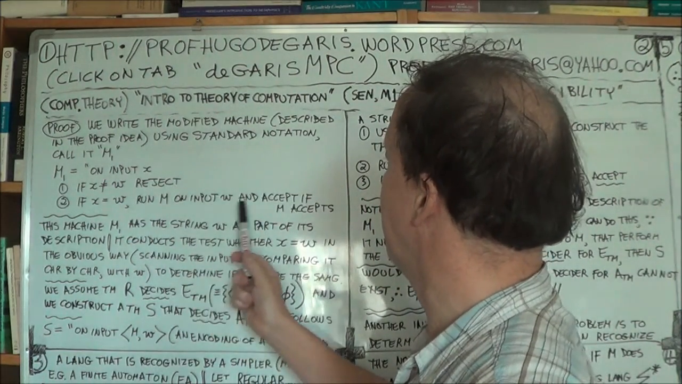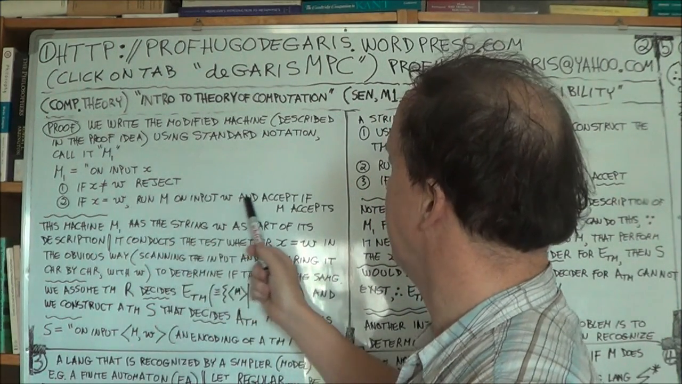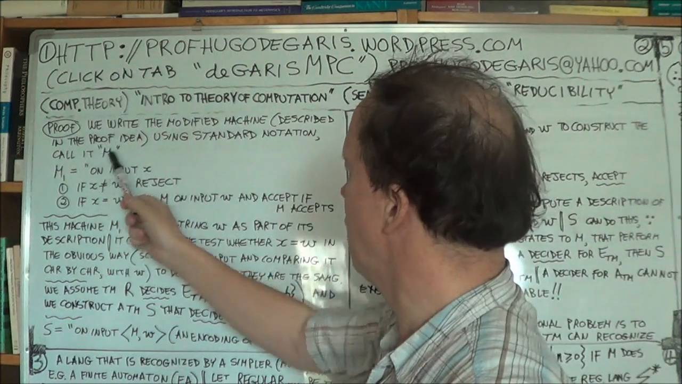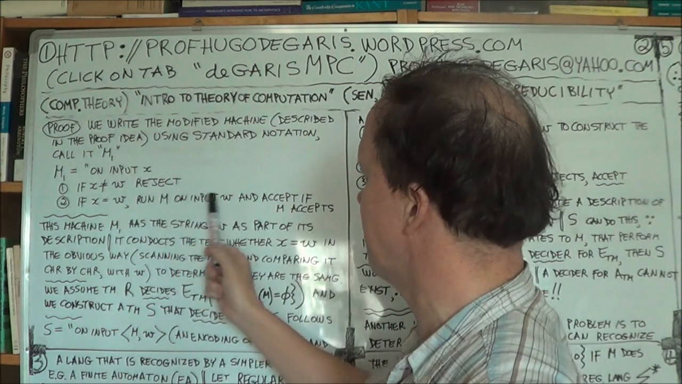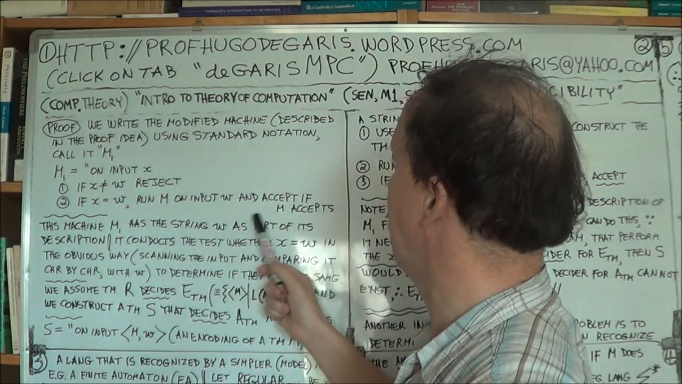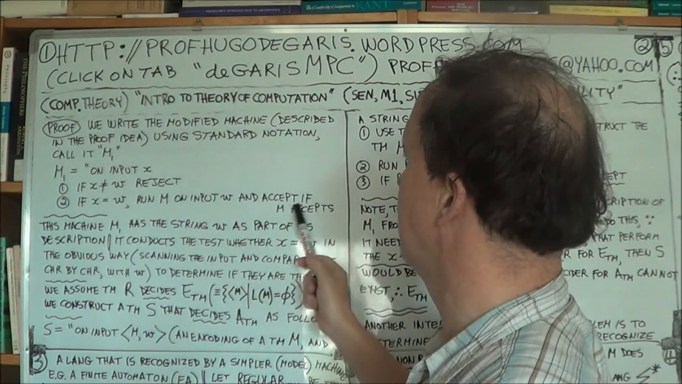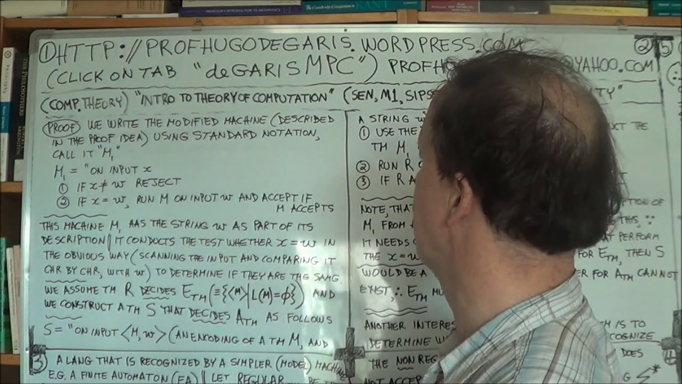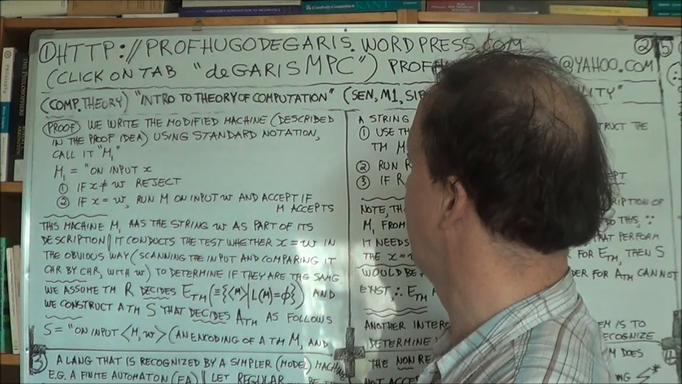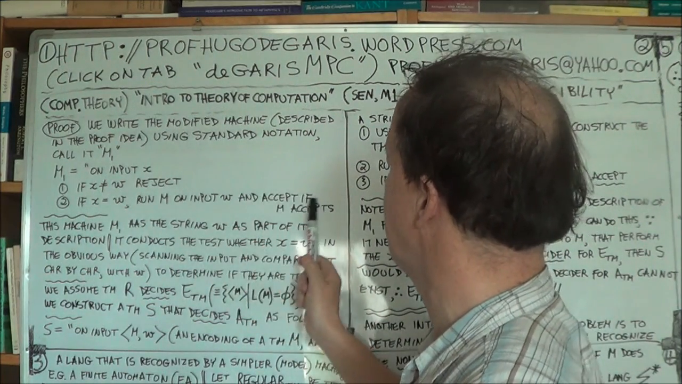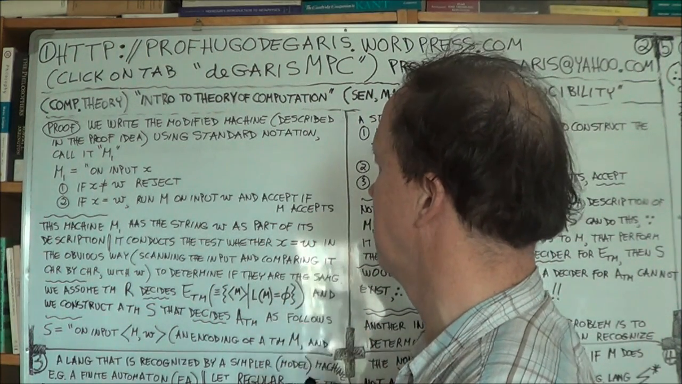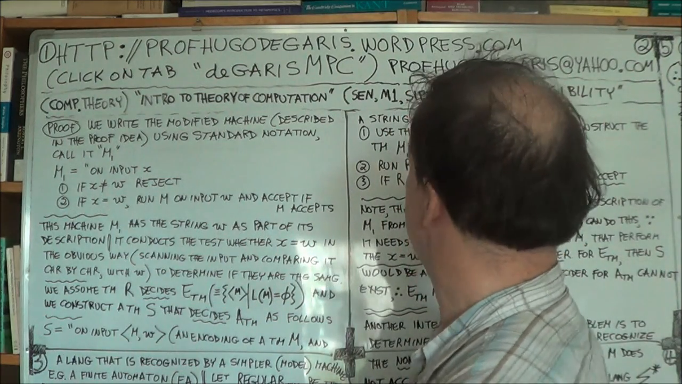Now, your machine M1 will accept if M accepts W. And let's see, accept, and that's it. So M1 will accept if M accepts. All right.